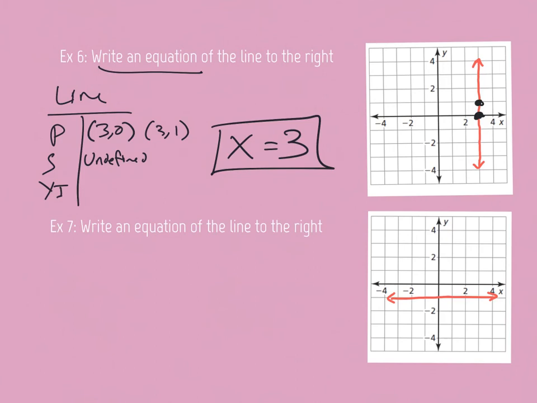We could do the same thing for the line on the right. Write an equation. Really, if you already notice it's a horizontal line, you don't even really need your line chart. Just pick a couple of points. Let's say -1, -1, and then 0, -1. My y coordinates are both -1. Therefore, my equation is y equals -1.